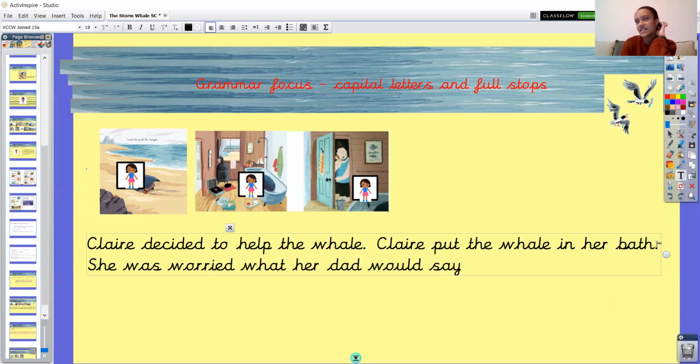Okay, so I finished that sentence. I'm ready to move on to my next sentence. Or am I? Claire decided to help the whale. Claire put the whale in her bath. That seems right to me. She was worried what her dad would say. Oh, I've missed my full stop. Always check. Otherwise, my next sentence would go all into that one and I wouldn't be able to have a breath. Okay. She was worried what her dad would say.